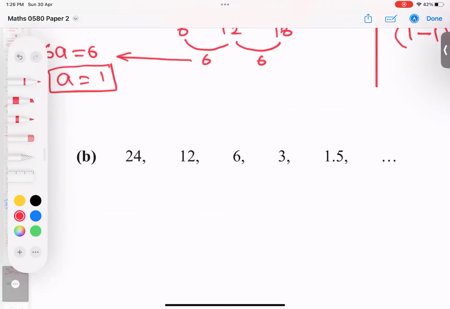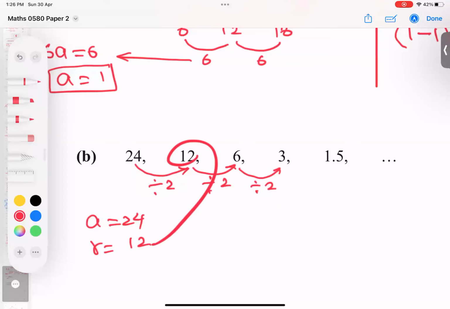What is this? I can sense here, divided by 2, I get this. Divide by 2, I get this. Divide by 2. So this is called a GP. What is the first term? 24. What is the common ratio? Second term, keep it up, and first term, keep it down. I got half. You write half or you write 0.5, no problem at all.